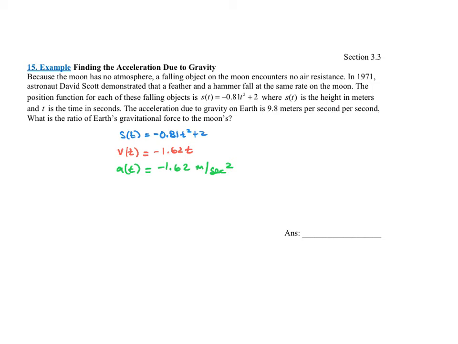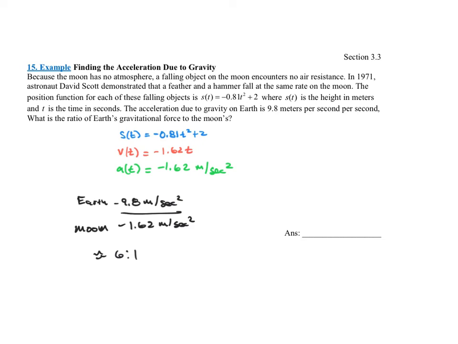So if you want to know the ratio of the two of these, you would have Earth's, which is at a rate of 9.8 meters per second squared, and then you would have the moon. And the moon would be, sorry, and that should be a negative number, negative 1.62 meters per second squared. So what's the ratio of the two of them? Go ahead in your calculator and do negative 9.8 divided by negative 1.62, and you're getting approximately 6 to 1.